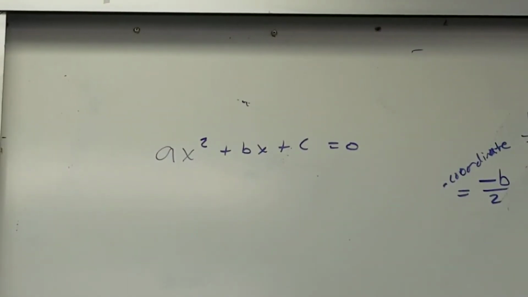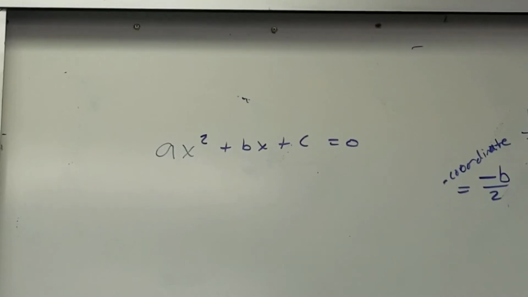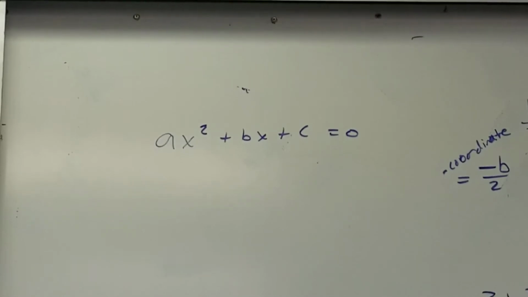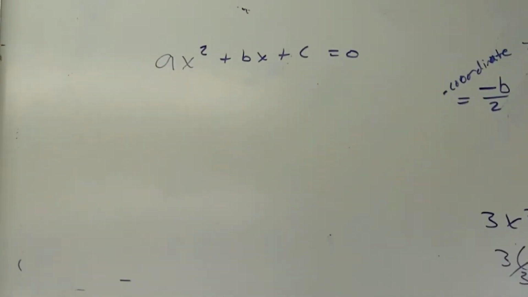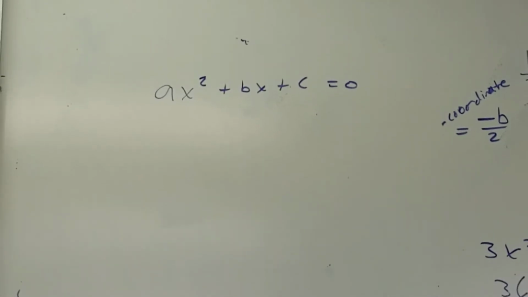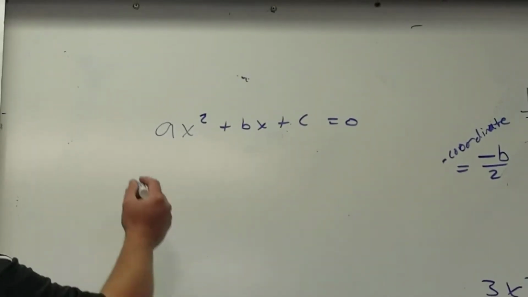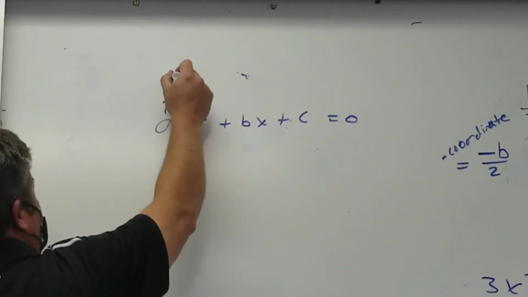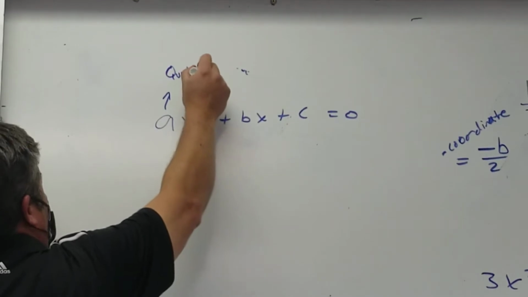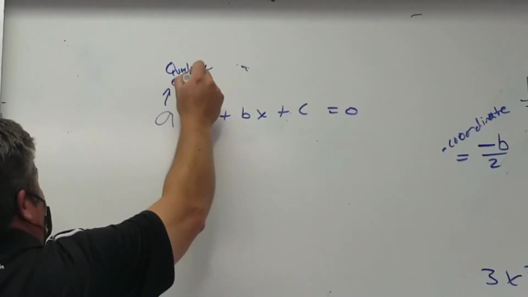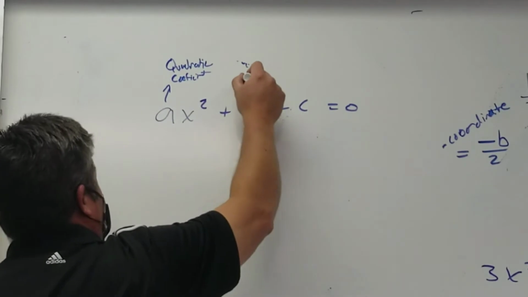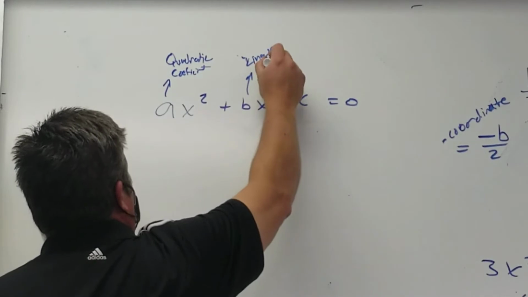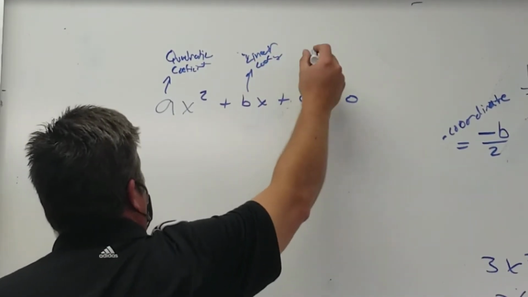What are a, b, and c representing when I usually see an equation? The a represents the quadratic coefficient, the number in front of the square. The b represents the number in front of the x, or the linear coefficient. And the c represents the constant. So you might want to write this in your notes just so you know what we're talking about. That is the quadratic coefficient. This is the linear coefficient. And this is the constant.